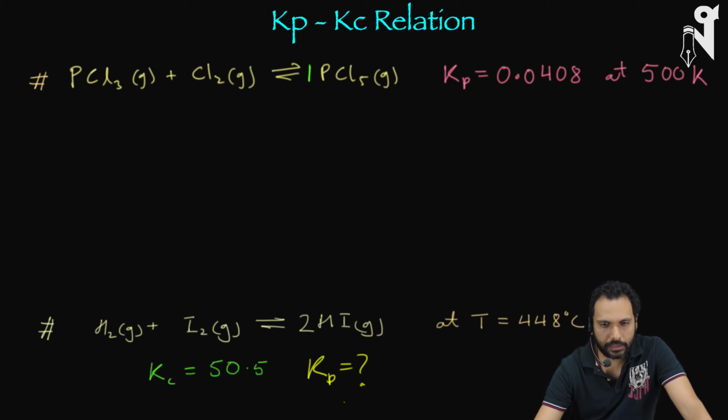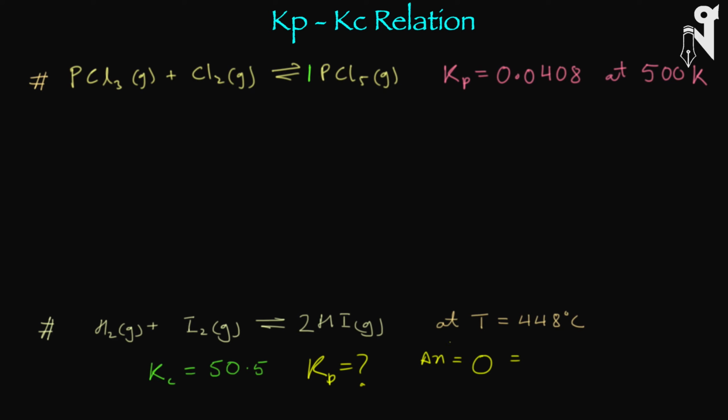So I hope you got it. The point over here is, your delta n is equal to how much? Your delta n is equal to 0. It's 2 on the product side minus 1 plus 1 on the reactant side. So 2 minus 2, which is 0. So you have (RT) power 0 happening over here. So your Kp is equal to Kc times (RT) power 0, which gives you 1. So Kp value is equal to Kc value. So Kp and Kc are the same, 50.5. So we are lucky at times when we have our delta n as 0.